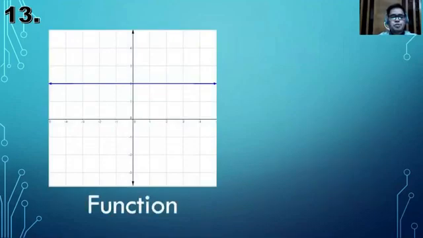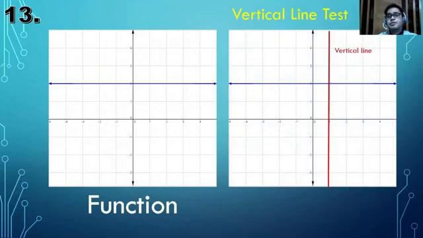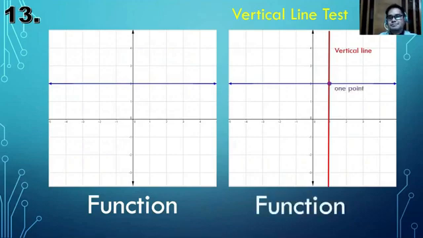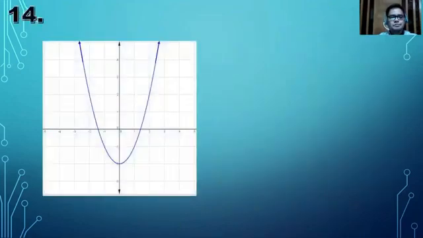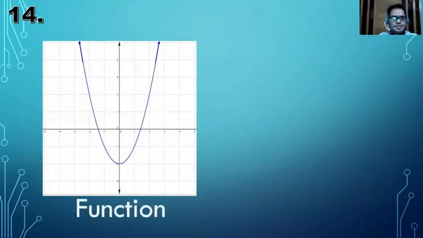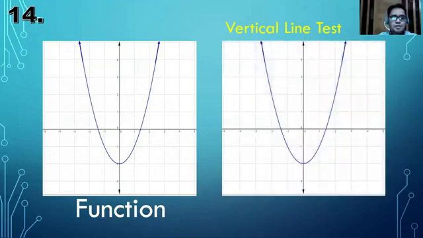Same procedure. Use the vertical line test. And you have seen here, the vertical line passes through and intersects at how many points? There is only 1 point. That makes the illustration a function. Number 14. Is this a function? Yes, still it is a function. Okay, use the vertical line test. And there is 1 point as their intersection. And that makes it a function.